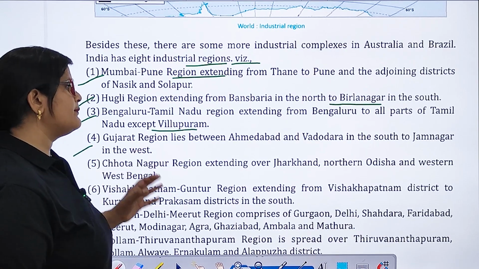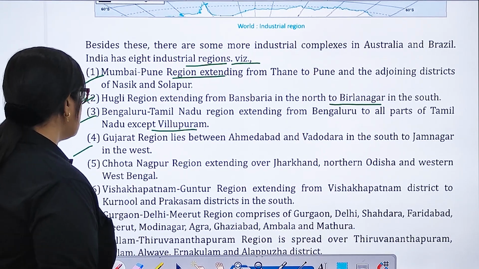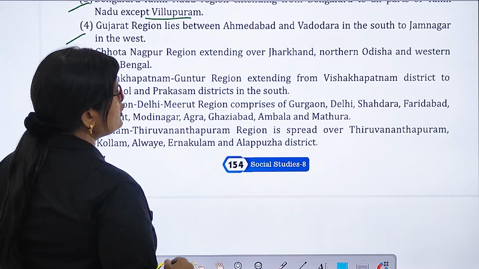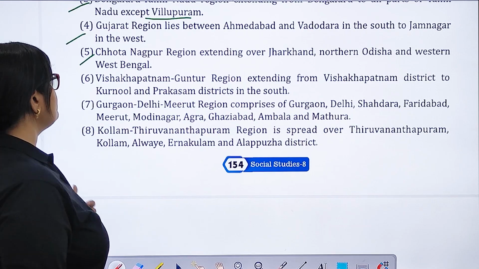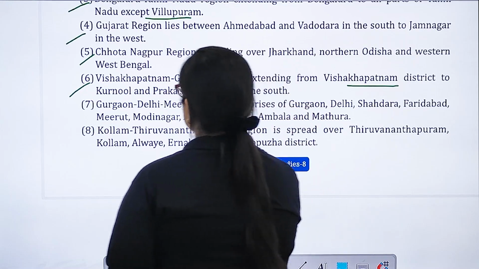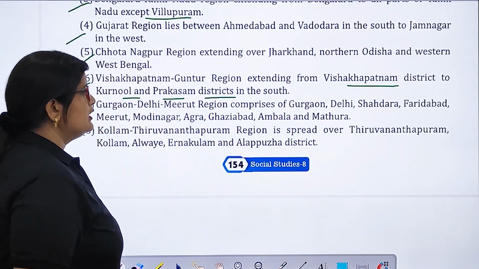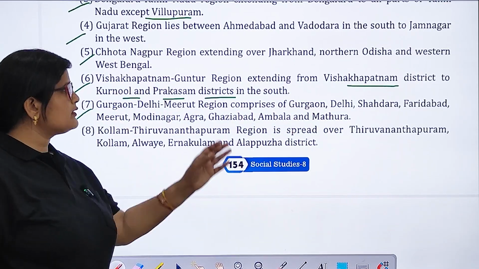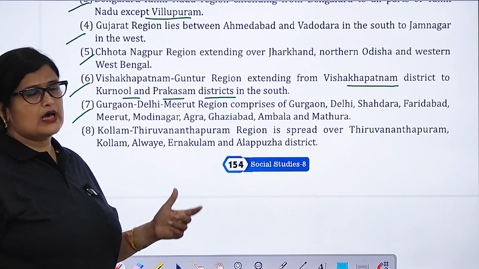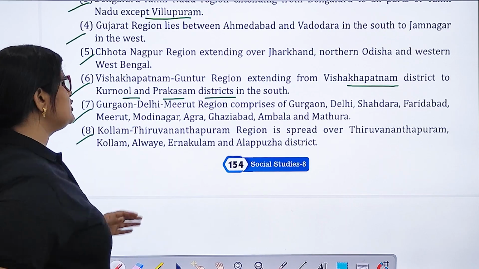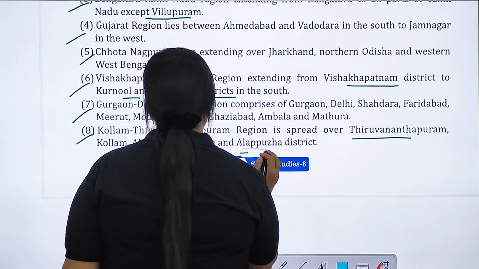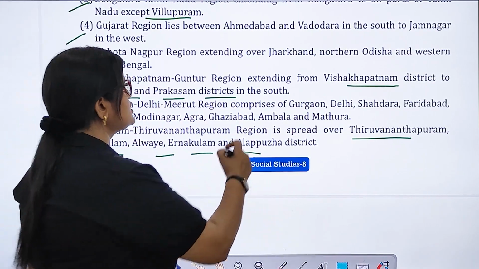The Gujarat region lies between Ahmedabad and Vadodara in the south to Jamnagar in the west. The Chota Nagpur region extending over Jharkhand, northern Odisha and western West Bengal. The Visakhapatnam-Guntur region extending from Visakhapatnam district to Kurnool and Prakasam district in the south. The Gurgaon-Delhi-Meerut region comprises Gurgaon, Delhi, Shahdara, Faridabad, Meerut, Modinagar, Agra, Ghaziabad, Ambala and Mathura. The Kollam-Thiruvananthapuram region is spread over Thiruvananthapuram, Kollam, Alwaye, Ernakulam and Alappuzha districts.